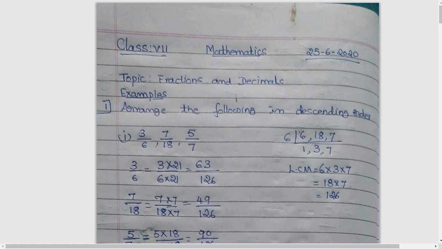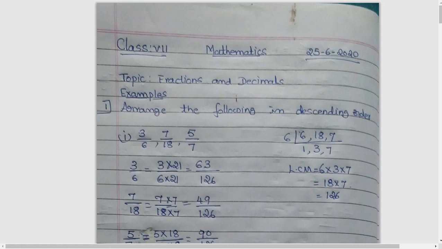Now we have to make the denominators of all three fractions 126. 3 by 6. To make 6 into 126, we have to multiply by a number. Which number to multiply? You will get that from here. See, 6 is the denominator, here also 6 is there, so the remaining numbers are 7 and 3. 7 into 3, 21. So we have to multiply by 21 for both numerator and denominator. The product is 63 by 126.